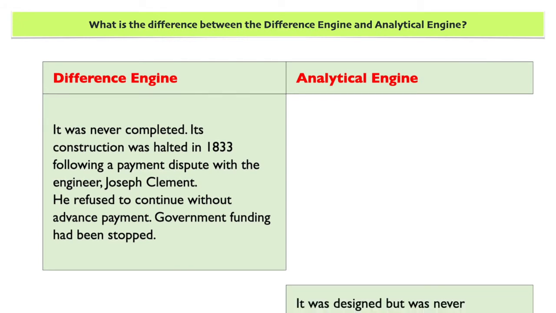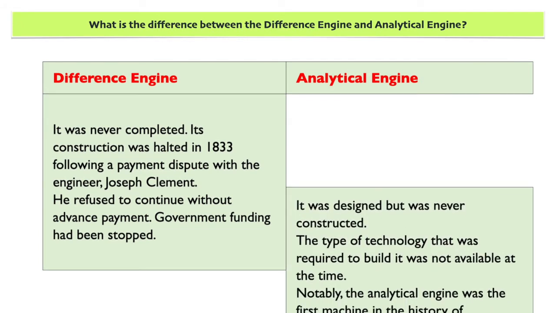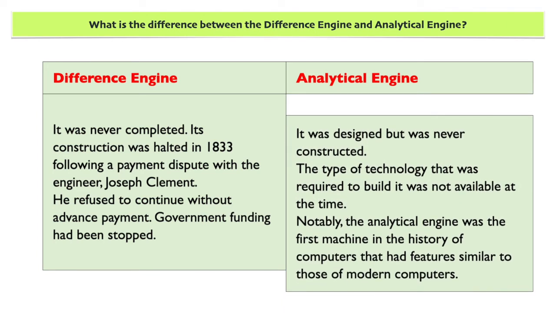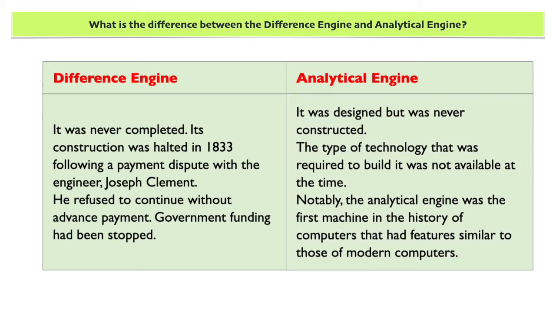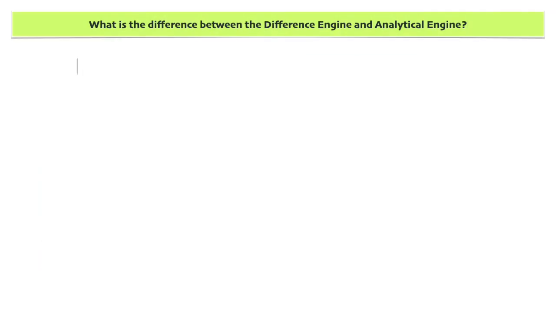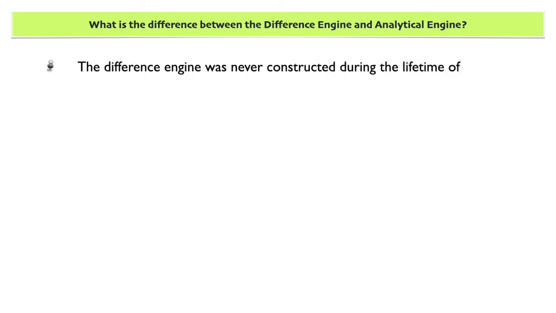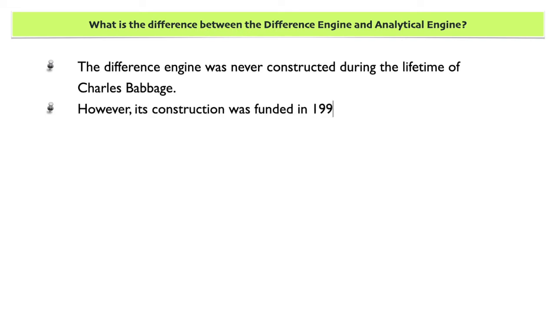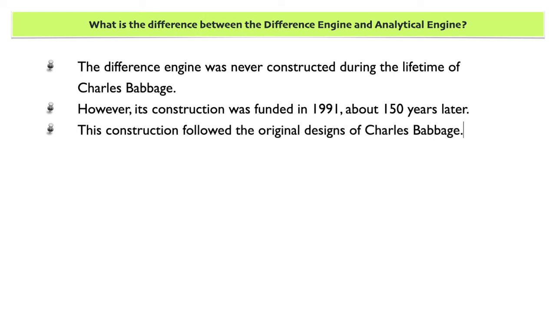The analytical engine was designed but was never constructed. The type of technology that was required to build it was not available at the time. Notably, the analytical engine was the first machine in the history of computers that had features similar to those of modern computers. The difference engine was never constructed during the lifetime of Charles Babbage. However, its construction was funded 150 years later. This construction followed the original designs of Charles Babbage.